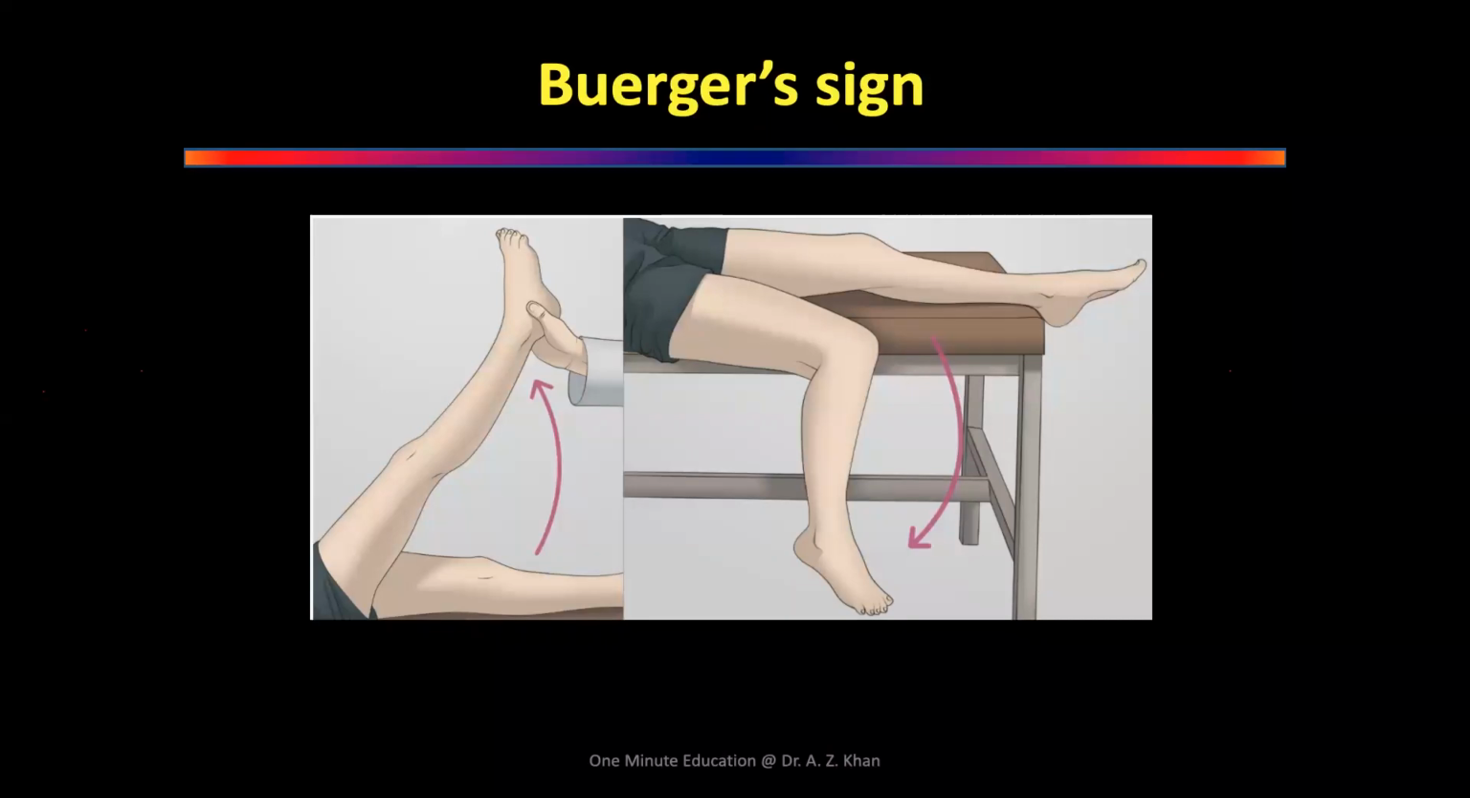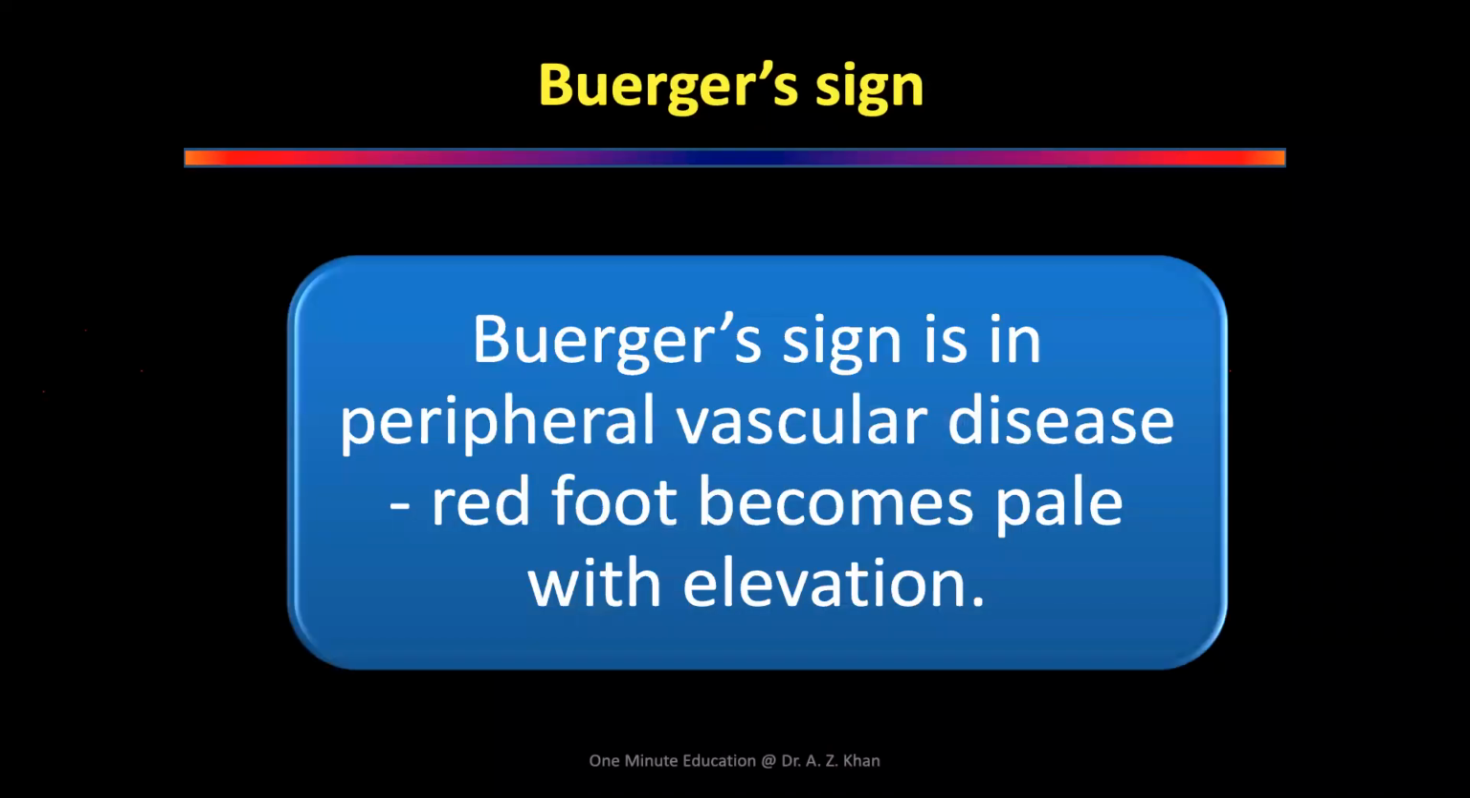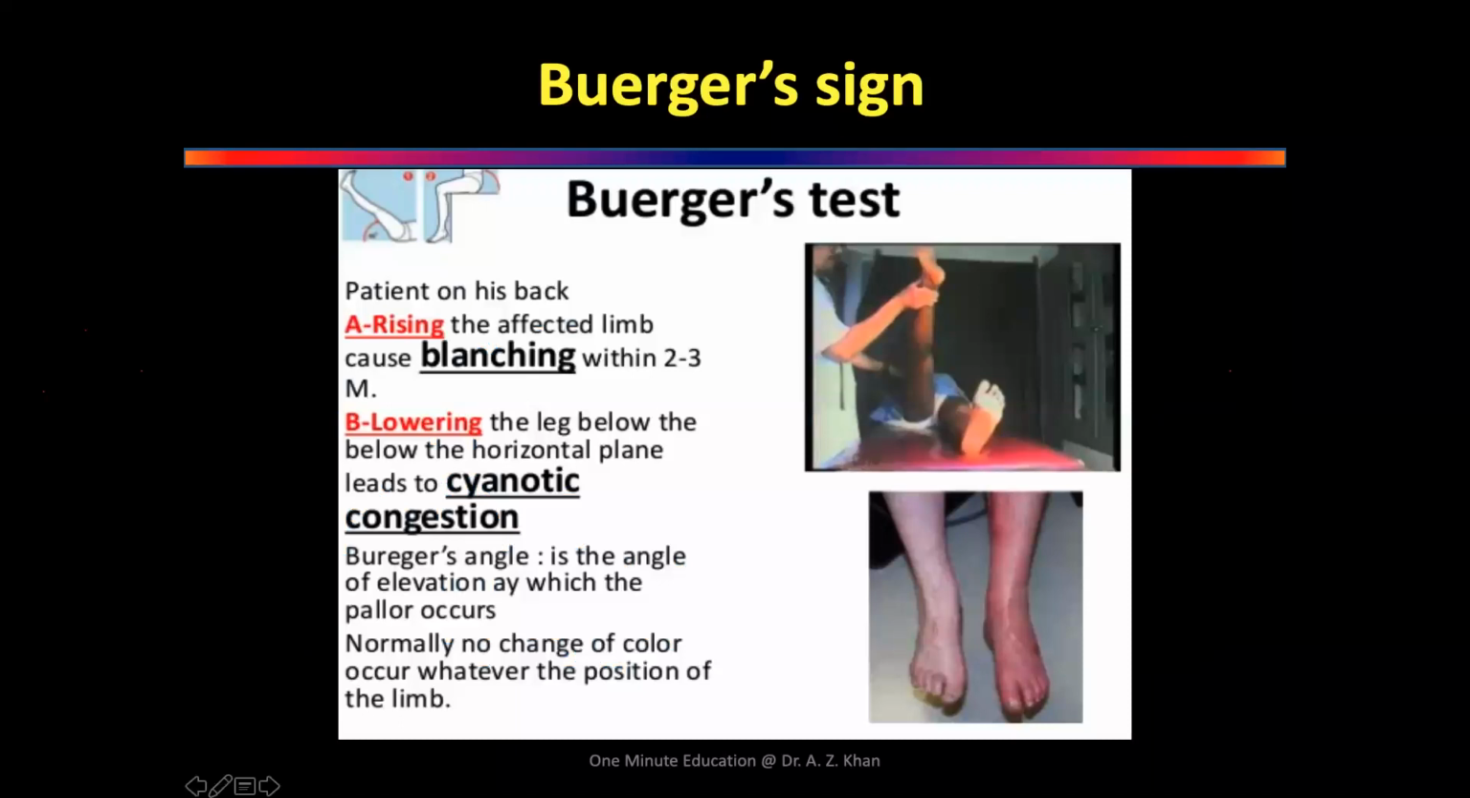Okay, this is the Buerger sign, the Buerger test. It's in peripheral vascular disease. The red foot becomes pale with elevation. That's the important thing. So there are two aspects to the test. One is the raising of the leg. When you raise the leg, there is blanching within 1 to 2 minutes. And then when you lower it outside, it becomes cyanotic. Both aspects are part of the test. One is you raise it above the level of the hip to see the blanching, and the other, when you hang it down, you see the cyanotic congestion.